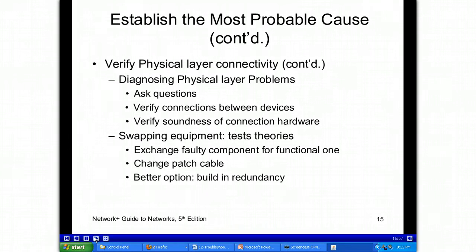Continue on the physical layer. Diagnosing physical layer problems: ask questions, verify, physically go around to the computers and verify those devices are connected correctly. And the best way is this next one, swapping the equipment, bringing a laptop to that desk area, plugging it into the Ethernet that's there, and seeing if there are any disconnections with a test laptop that you carry around with you all the time, to make sure there's connectivity.